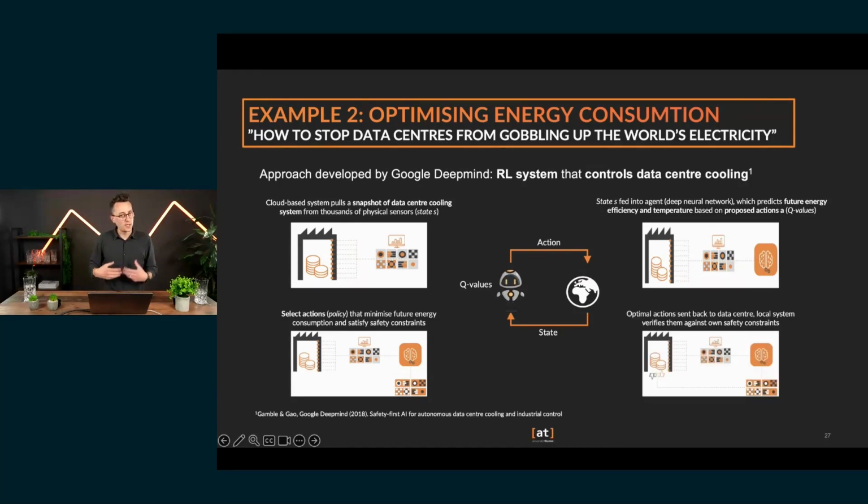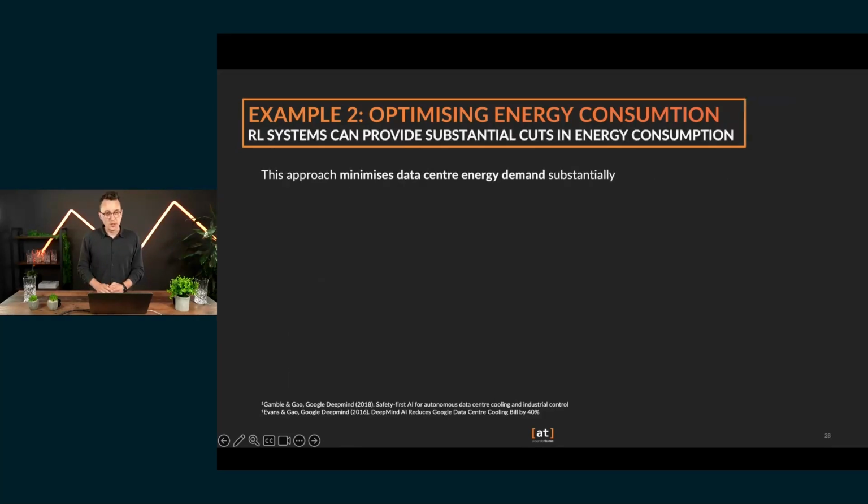And to make sure that this is really achieved, they implemented a 4th step, which was actually taking these optimal actions and sending them back to the data center where a local system would actually verify them and then really check that they don't violate any safety constraints. So using that system, the researchers could actually show that this is really efficient and they could really minimize the data center energy demand substantially.